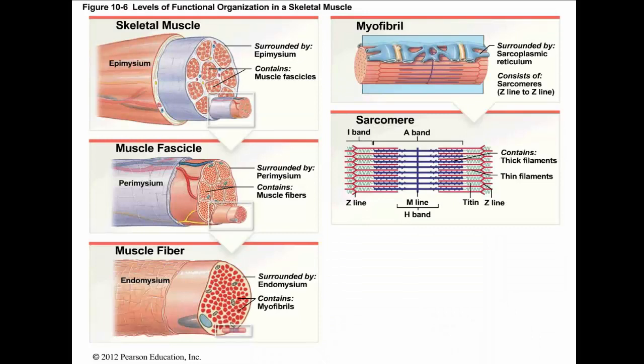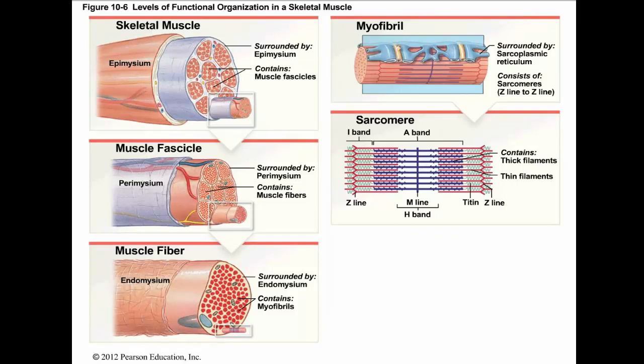So here we are looking again, moving down from the skeletal muscle right down to the smallest unit of the sarcomere. So you've got the epimysium, which is the tough covering around the skeletal muscle, and then we move down to the smaller perimysium, which surrounds the bundle of muscle fibers. And then we've got the endomysium, which surrounds each single muscle fiber.